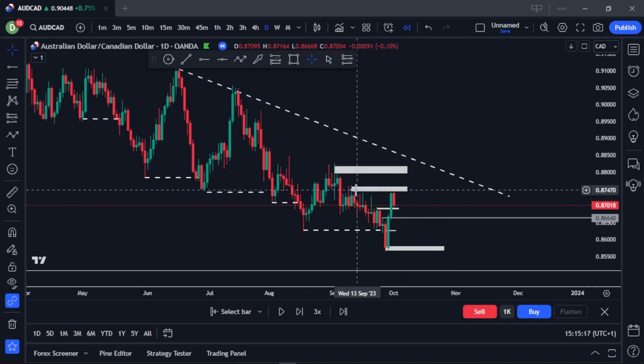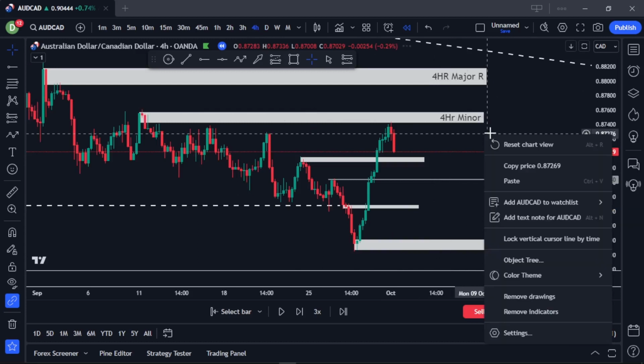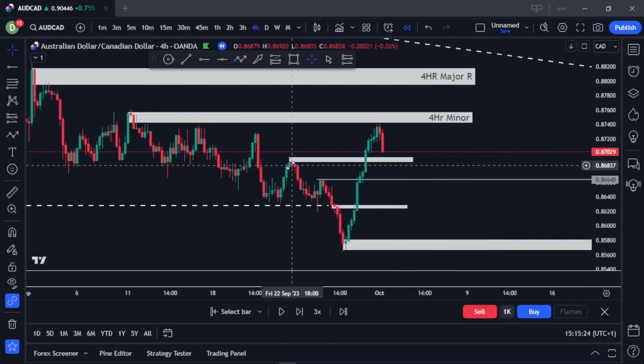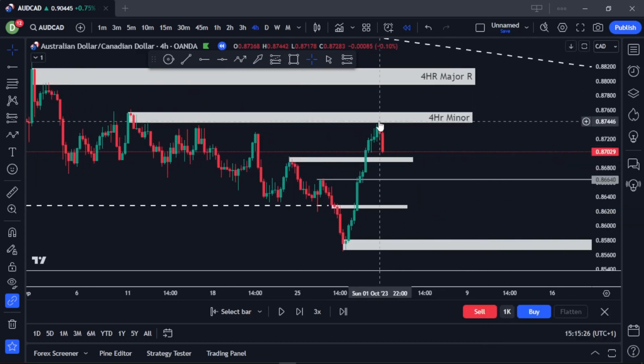You can see this 4 hour minor is the nearest resistance area on the daily time frame. So this one shows that we can actually place a sell order, considering the fact that the moment the market got to this top here, it gives us this rejection and gives us this big bearish momentum candle.